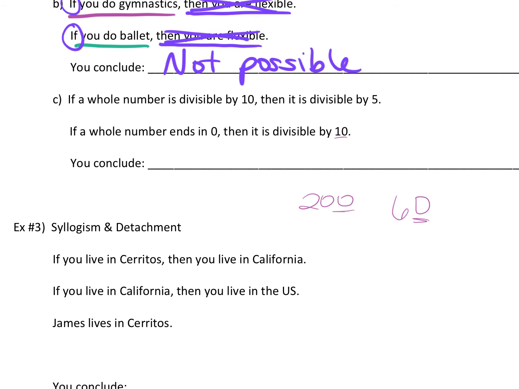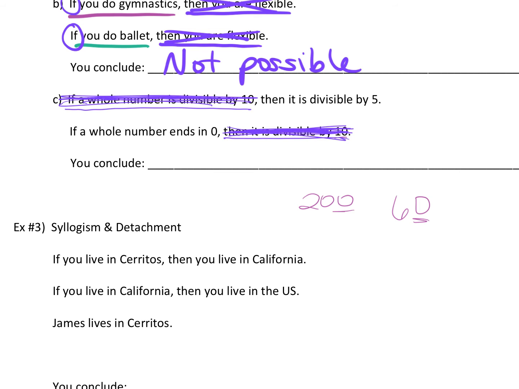Oh, but the tens do match. The tens match. Okay, so look, you have: if a whole number is divisible by 10, then it is divisible by 5. Those are the same thing. Divisible by 10, divisible by 10. So get rid of them. What are you left with?